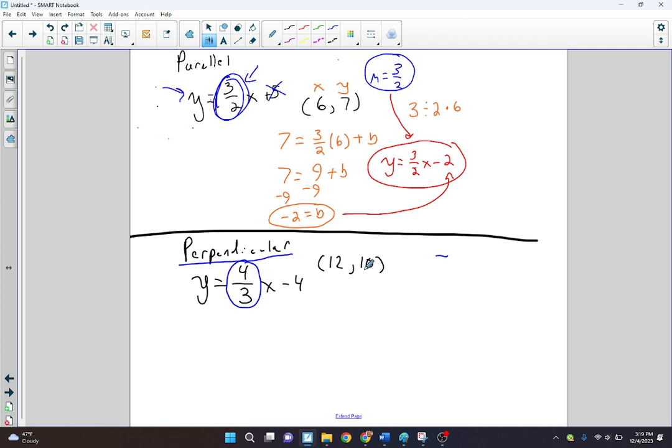So it was 4 over 3. Now it's going to be negative 3 over 4. And this is going to be the slope you're using. It's part of the rule. You have to switch the sign. So it was positive, it becomes negative. The reciprocal is that the fraction flips over. So it was 4 over 3, now it's 3 over 4. But the negative reciprocal is you change the sign and flip the fraction. SSFF: Switch sign, flip fraction.